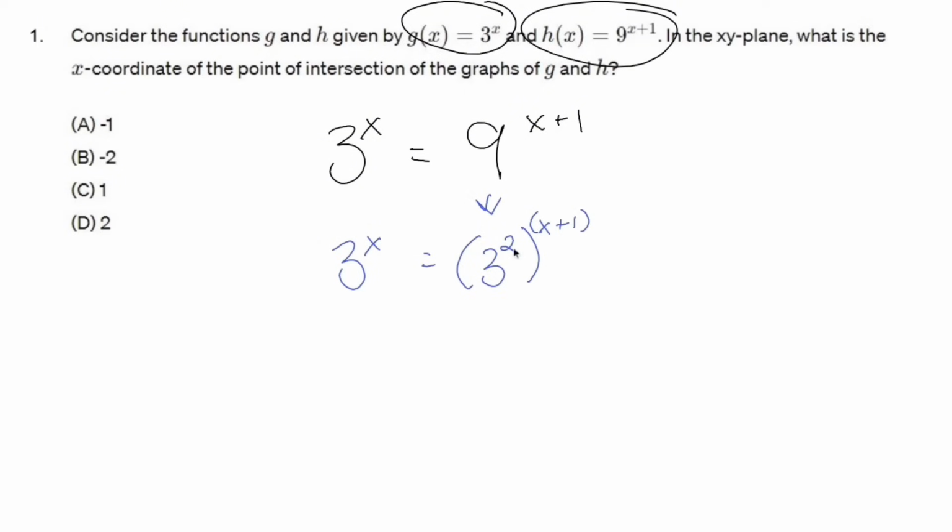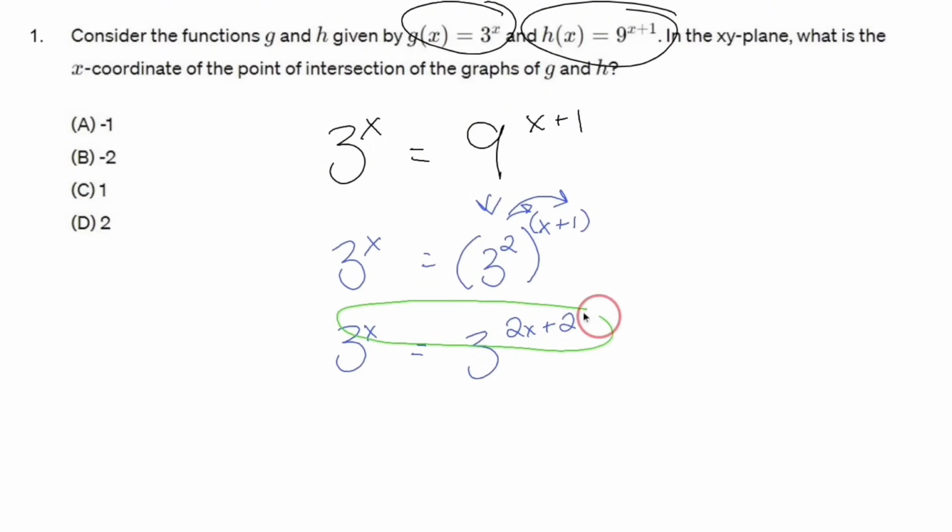I'm not there yet. I have a power to another power. You multiply exponents when that happens. So I'm actually going to distribute the 2 to the x plus 1. So 3 to the x equals 3 to the 2x plus 2. Now that I have 3 to the stuff equals 3 to the stuff, the exponents equal each other. So I have x equals 2x plus 2.